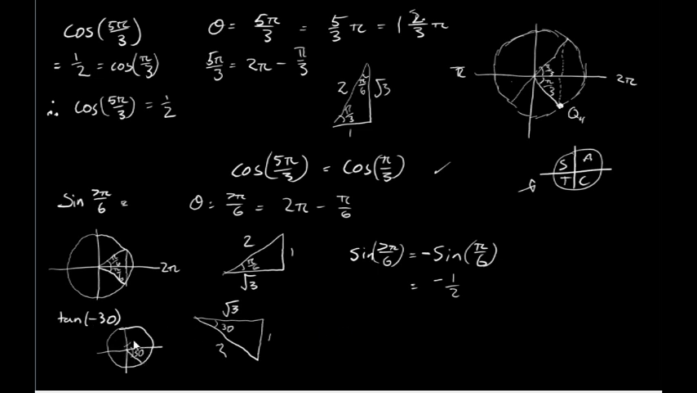Tan of minus 30, well, that's going to be the same as tan of 30, except we're in the fourth quadrant, only cos is positive in there. So that's got to be minus. So minus tan of 30. Tan of 30 is 1 over root 3, or root 3 over 3, depending which one you want to use. And it's going to be the minus of those.